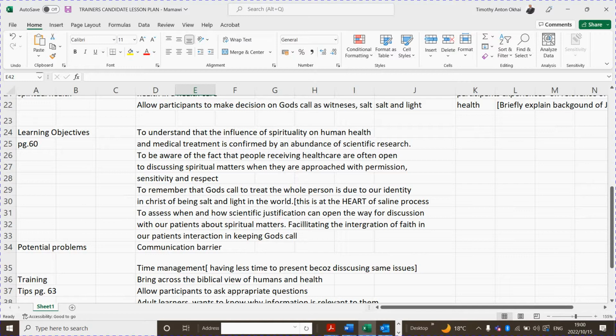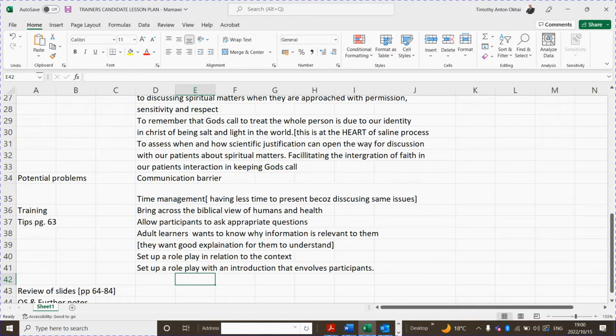And time management, because of having less time to present due to discussing the same issues. This means that, let's say you are presenting the scientific research, and the participants are more interested in knowing more about the research rather than the facts that you are telling them. So this can also create a problem.